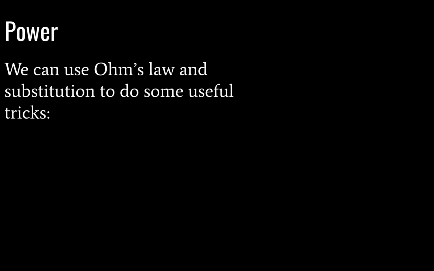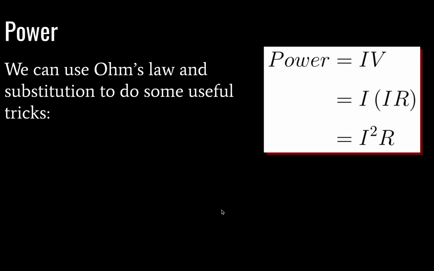Okay, we can use Ohm's law and a little substitution to do a useful trick here. So we take power is equal to IV. Ohm's law tells us that voltage is equal to current times resistance. So we substitute here, and what we find is that power is then equal to current squared times resistance. And this is handy because now we don't need to measure the voltage if we are confident that we know the value of our resistor, or the resistance in a circuit.